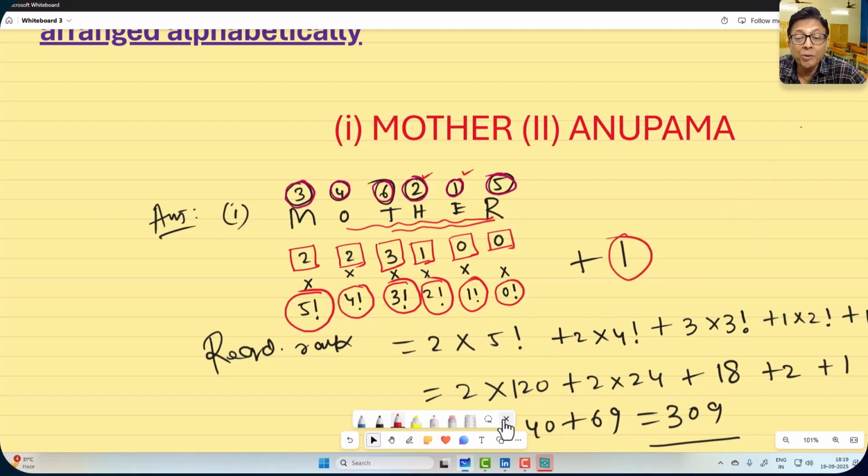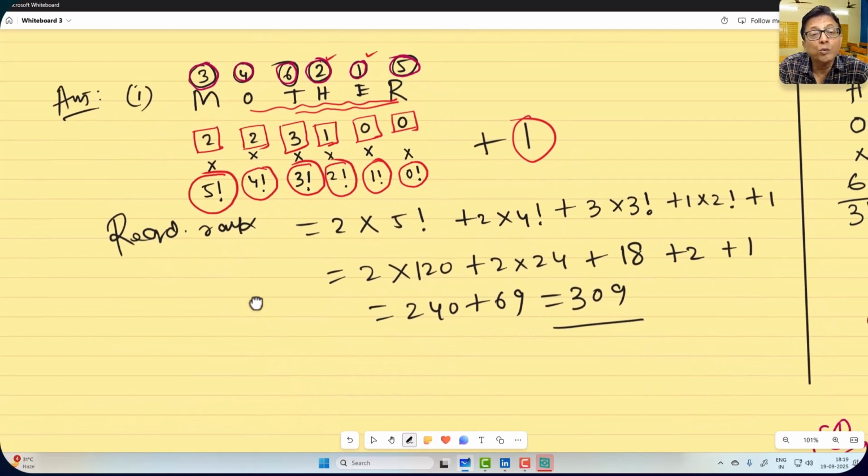So what is the rank going to be? What will you do there? You are going to multiply now. 2 with factorial 5, 2 with factorial 4, 3 with factorial 3, 1 with factorial 2, and 0 with factorial 1, 0 with factorial 0, I did not list over there, plus 1.